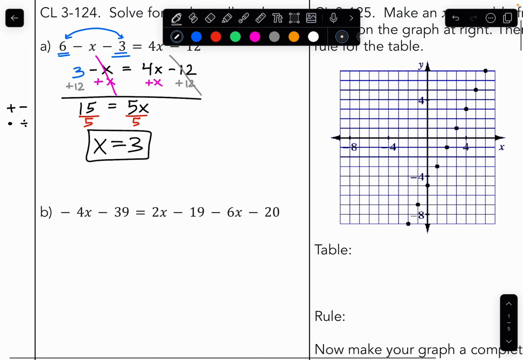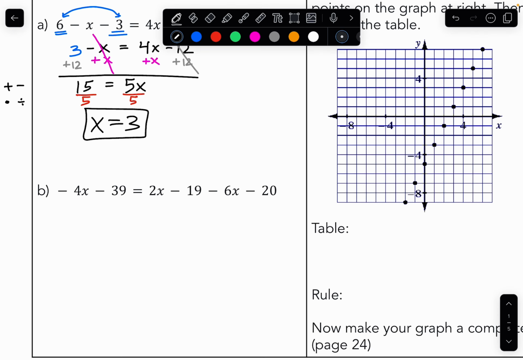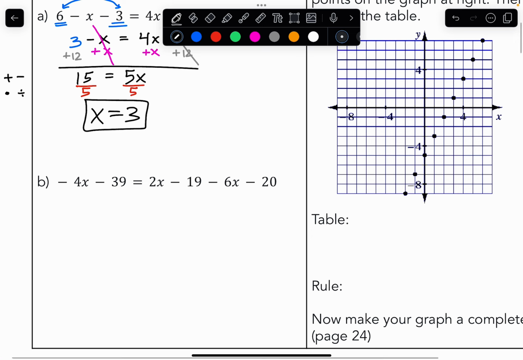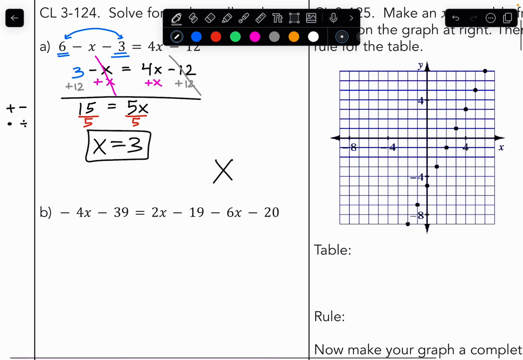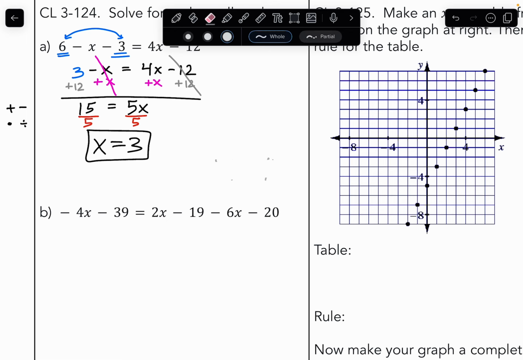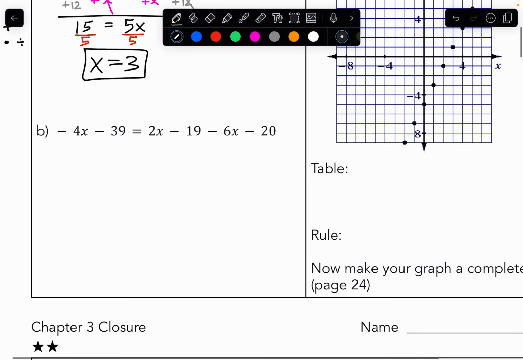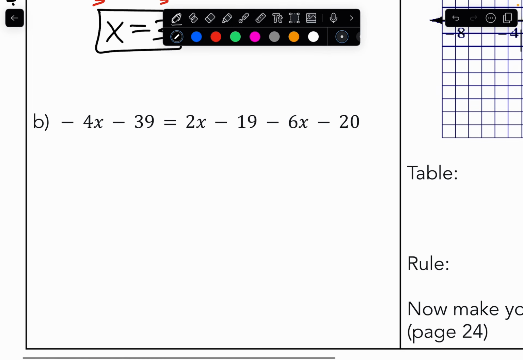Okay, next up is a slightly more difficult question. You can look at it and see, oh, that is a little bit more difficult than I anticipated. But there are a couple of things that you might want to notice about B. There isn't always an answer of x equals a number. What if there wasn't an answer? Do you remember the other types of solutions that we might have? Well, let's go over it.